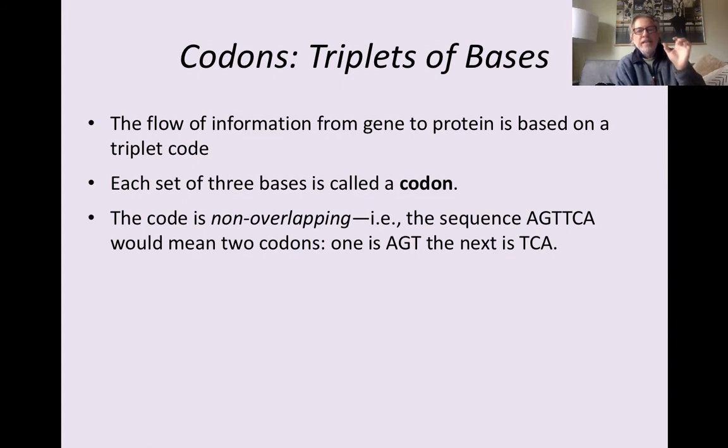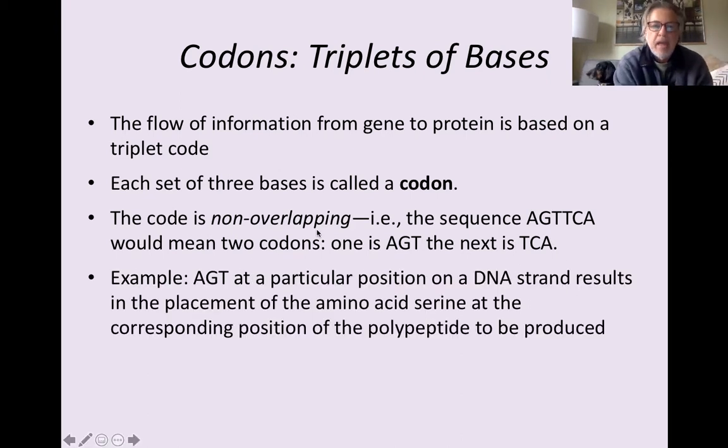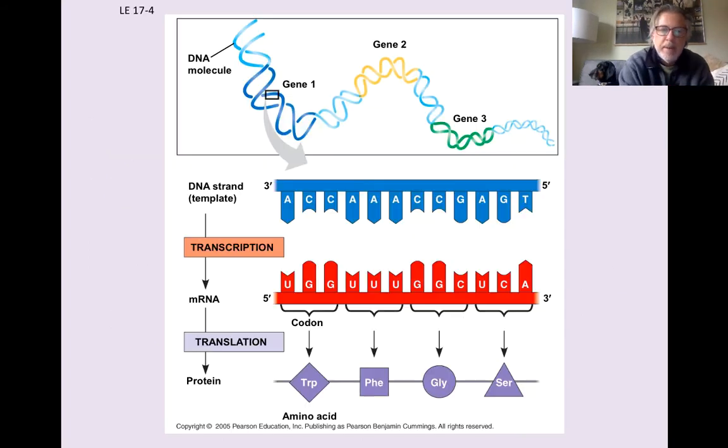The code is non-overlapping. In other words, the sequence in DNA of AGT TCA would yield 2 codons. The first one is AGT and the next is TCA. For example, AGT at a particular point in a DNA strand results in the placement of the amino acid serine at the corresponding position of the polypeptide to be produced. So that codon AGT in DNA will ultimately lead to the amino acid serine being put into a polypeptide.